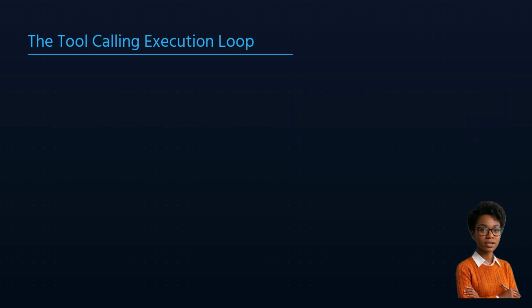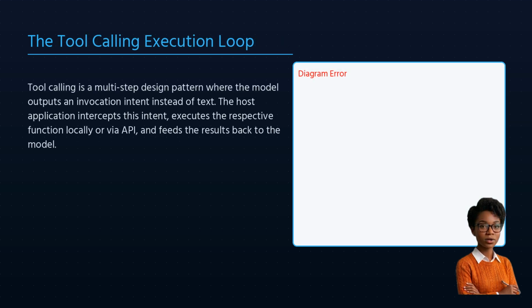One of the biggest misconceptions is that the LLM directly executes external APIs or runs Python scripts. It absolutely does not. As you can see in this sequence diagram, the LLM only outputs a structured payload detailing which tool to call and what parameters to use. The client application, which is code you write, handles the actual execution and passes the results back to the LLM.